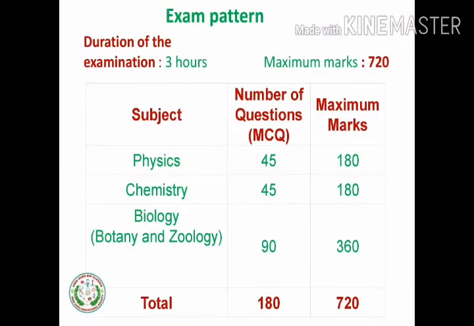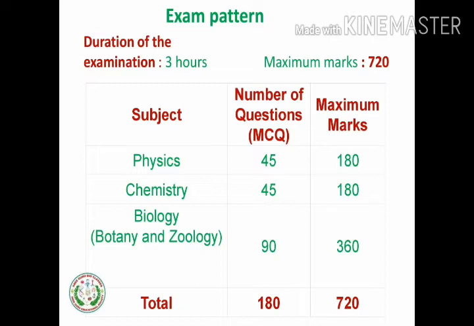Come to the exam pattern. The duration of the examination is 3 hours and the maximum marks for this test are 720. The question paper is divided into 3 sections, that is physics, chemistry, biology. In the biology section, both botany and zoology syllabus are included.